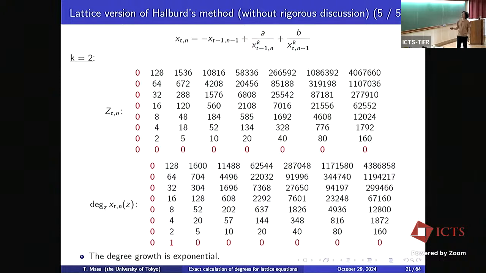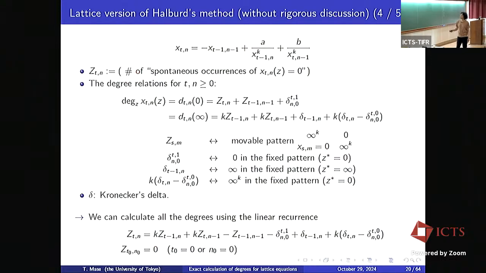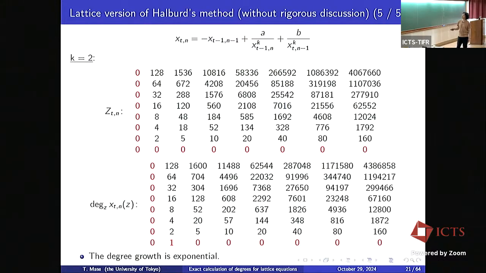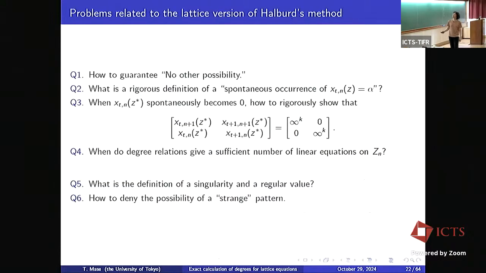If k equals 2, then, yes, we are interested in degrees. The degree grows really fast. The degree growth is in fact exponential because of this relation. This k is 2 or more. That's why the degree growth is exponential. Okay, so the problems related to the lattice version of Halphen's method: the first 4 are the same as in the mapping version.